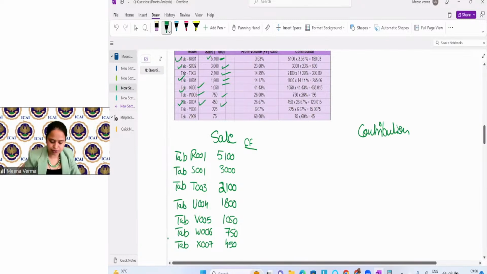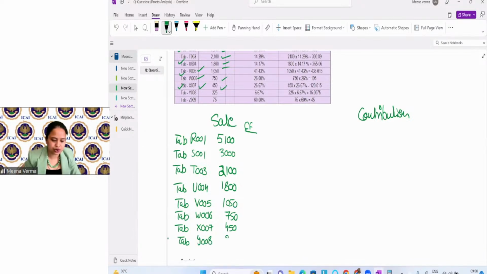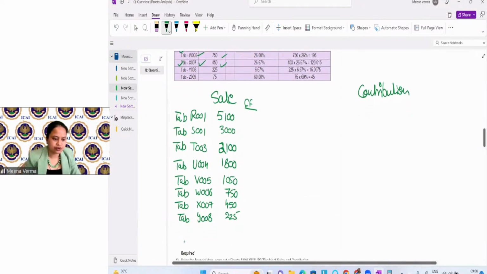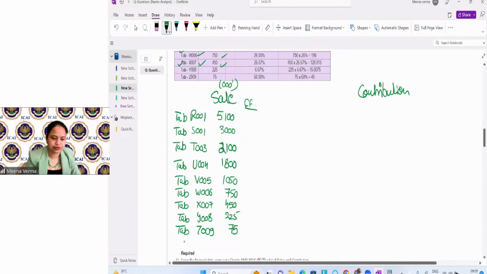That's okay, because contribution is not in descending order, so we have to do it for the contribution also. Tab Y008 225, and the last one is what? Tab Z009 is 75. So this is the sale revenue in thousands. The value is in thousands. All right, so this is the total sale value.